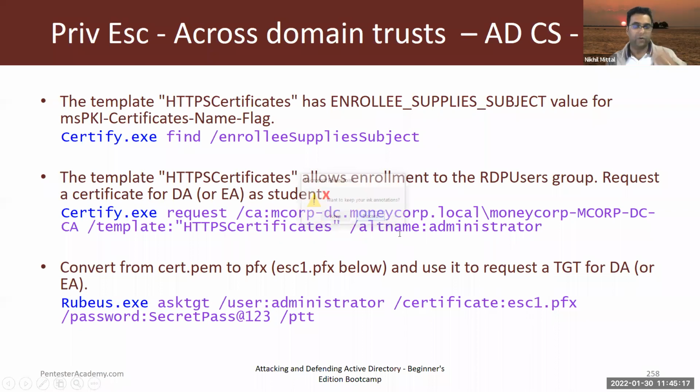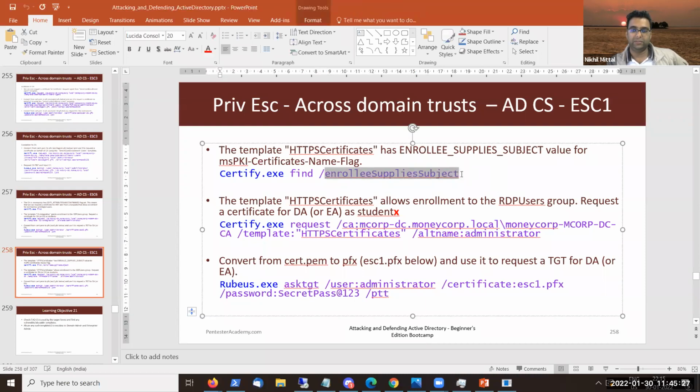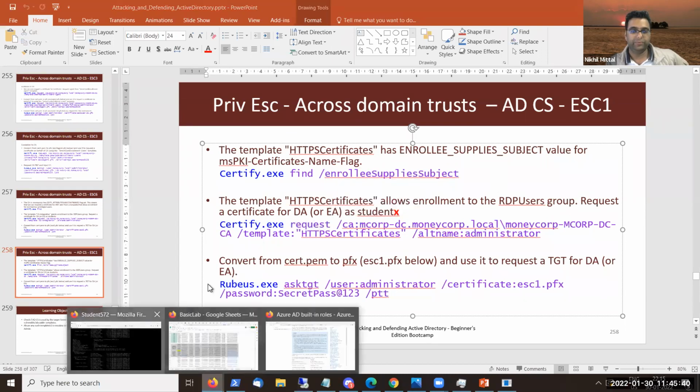All right. How are we going to request it? Once we know that, please note that you can specifically look for those templates where the enrollee can supply subject by using this option to Certify.exe. Now, how do you request a certificate? Simply using the request module from Certify.exe. So let me do that now.